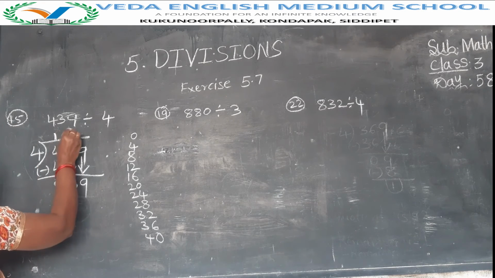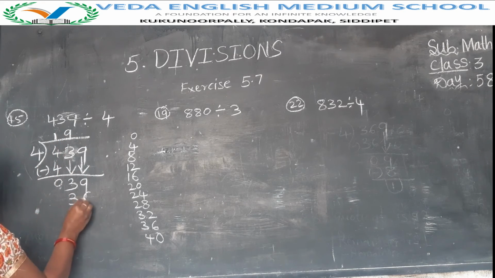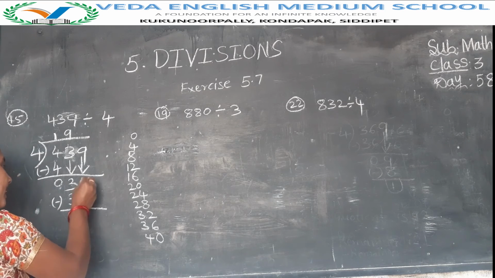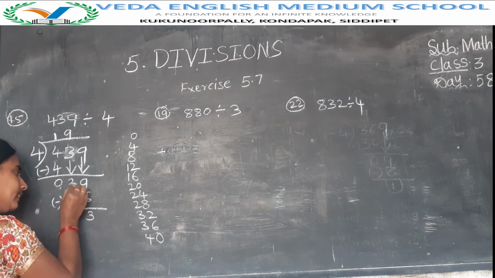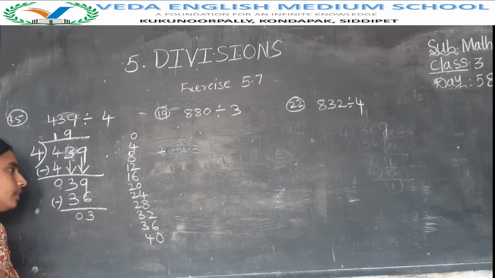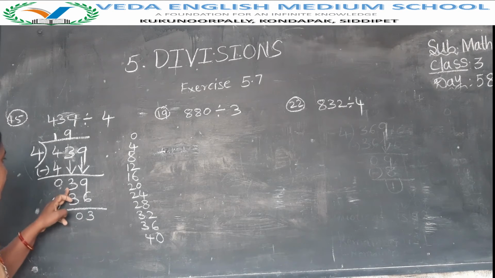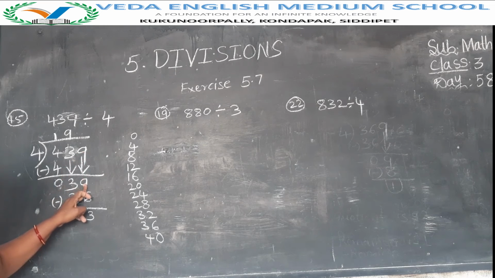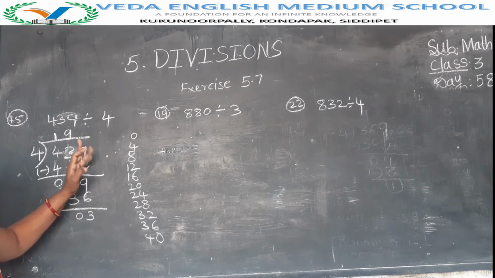So 4 nines are 36. Now do the subtraction. 9 minus 6 is 3. 3 minus 3 is 0. Now below 3. But here see Nana, here again more one digit. That's why bring down. Any digit here? Not here.